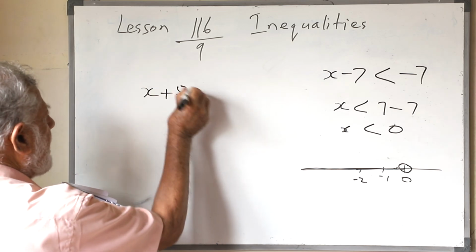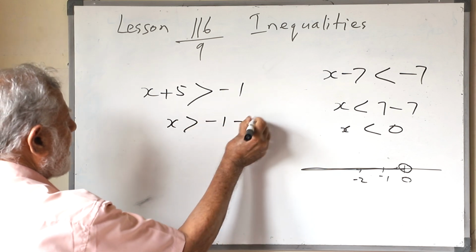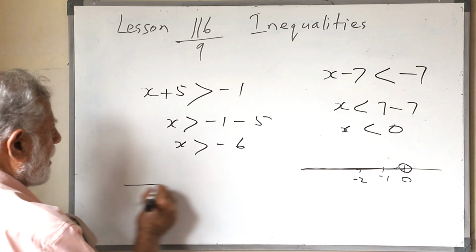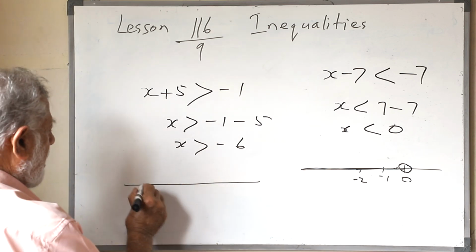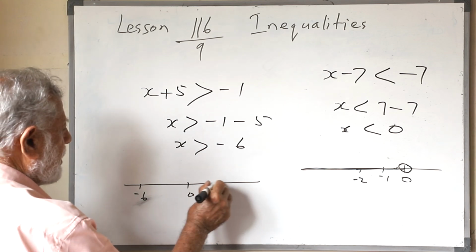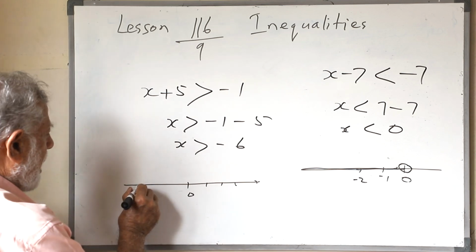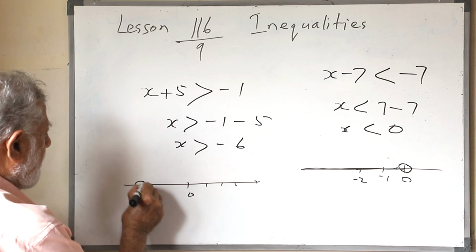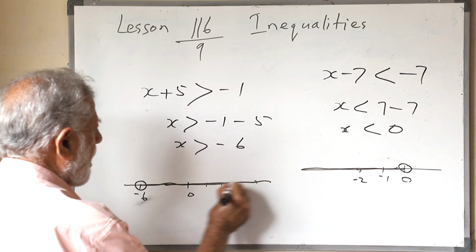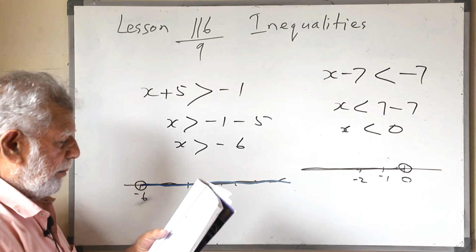X plus 5 is greater than minus 1. So x is greater than minus 1 minus 5. X is greater than minus 6. So it will be, we say minus 6 is here, we say 0 is here, and 1, 2, 3, like it goes. So greater than minus 6 will be coming from here. We don't want this point, but coming from there. Can darken like that. So that is this exercise number 2 over.